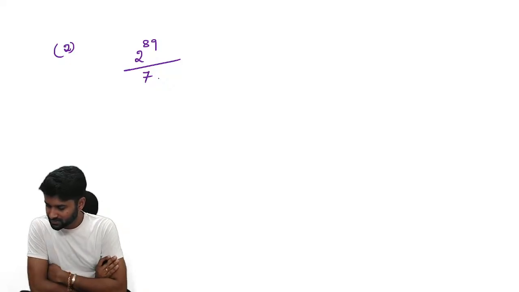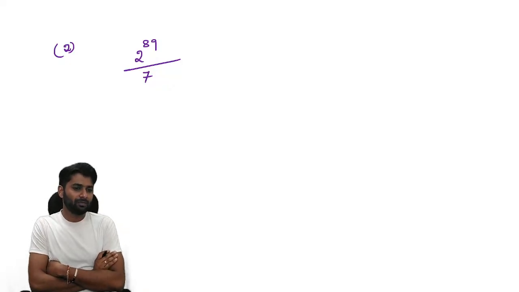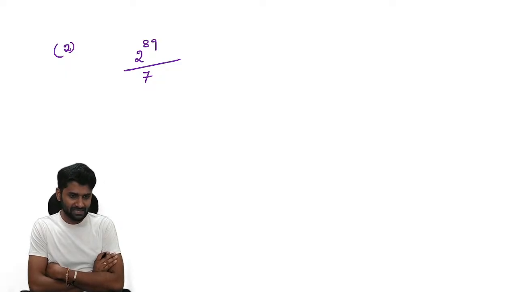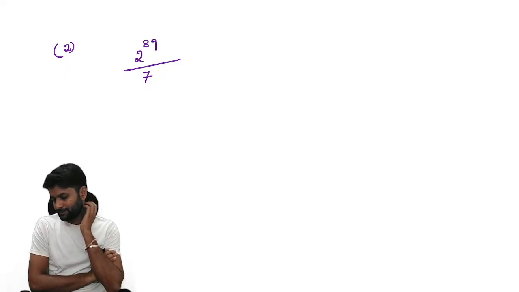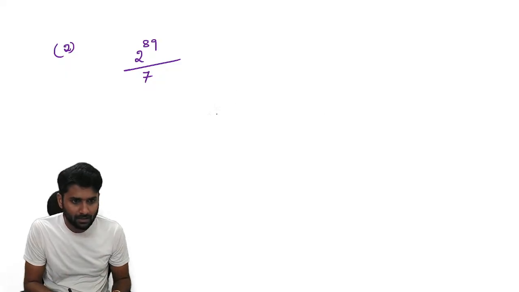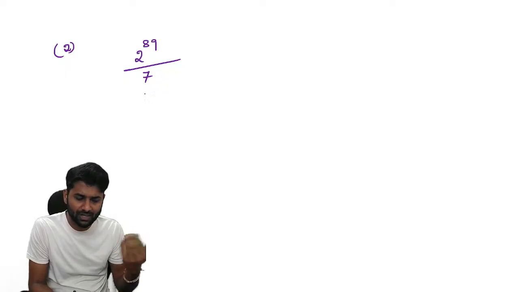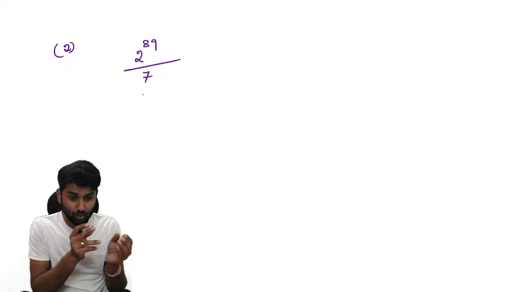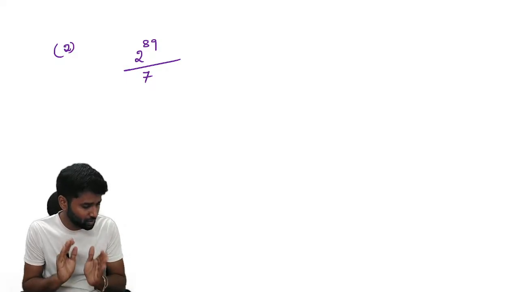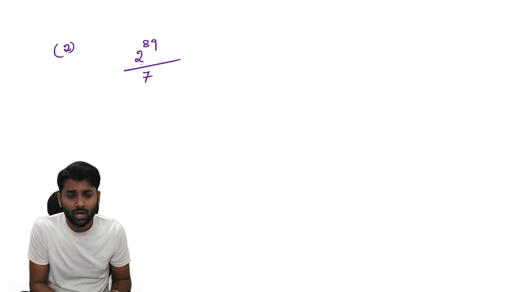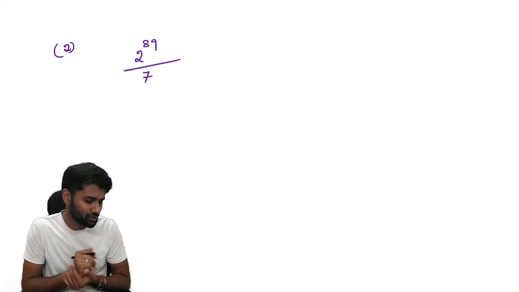So let's go for one more model. 2 power 89 divided by 7. What about this? If 2 power 89 is divided by 7, what can be the remainder? Now guys, in the previous question, the base number is 2 and the divisor is 3. It's manageable. But 2 and 7, it's a difference of 5 units. How are you going to solve this kind of question? Now, you should verify in 2 cycles, can we get 7 or nearer to the 7?